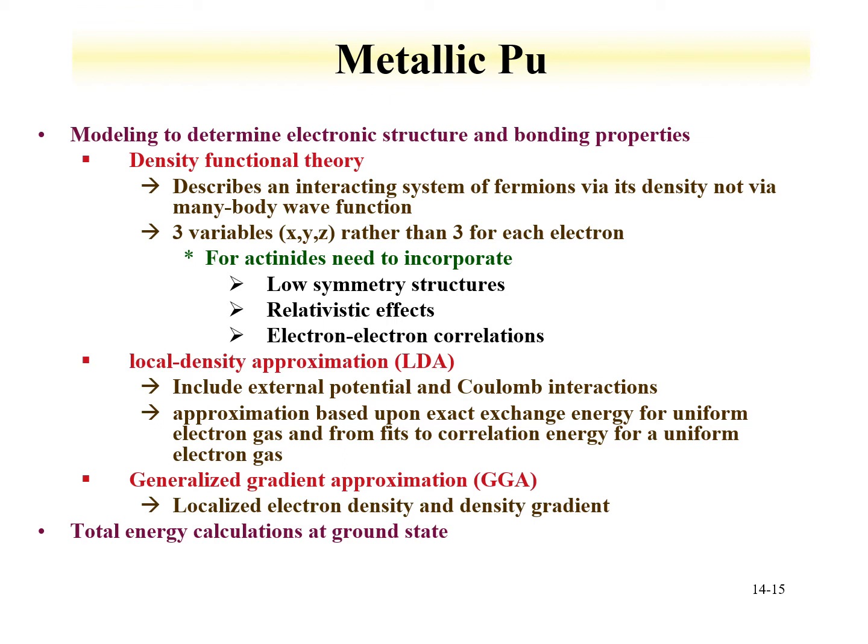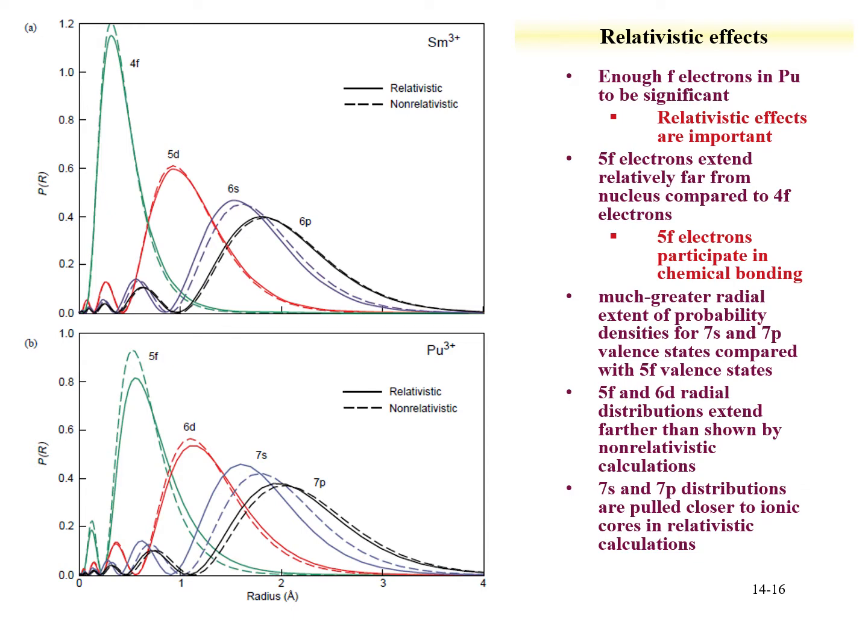These are localized electron density and density gradients. All these terms are often employed if you read papers related to density functional theory, DFT computations involving the actinides. The computations are used to calculate energies at the ground state and can be compared with different configurations to identify those ground states which should be the most stable. So plutonium has the right amount of F electrons for this chemistry to be significant.